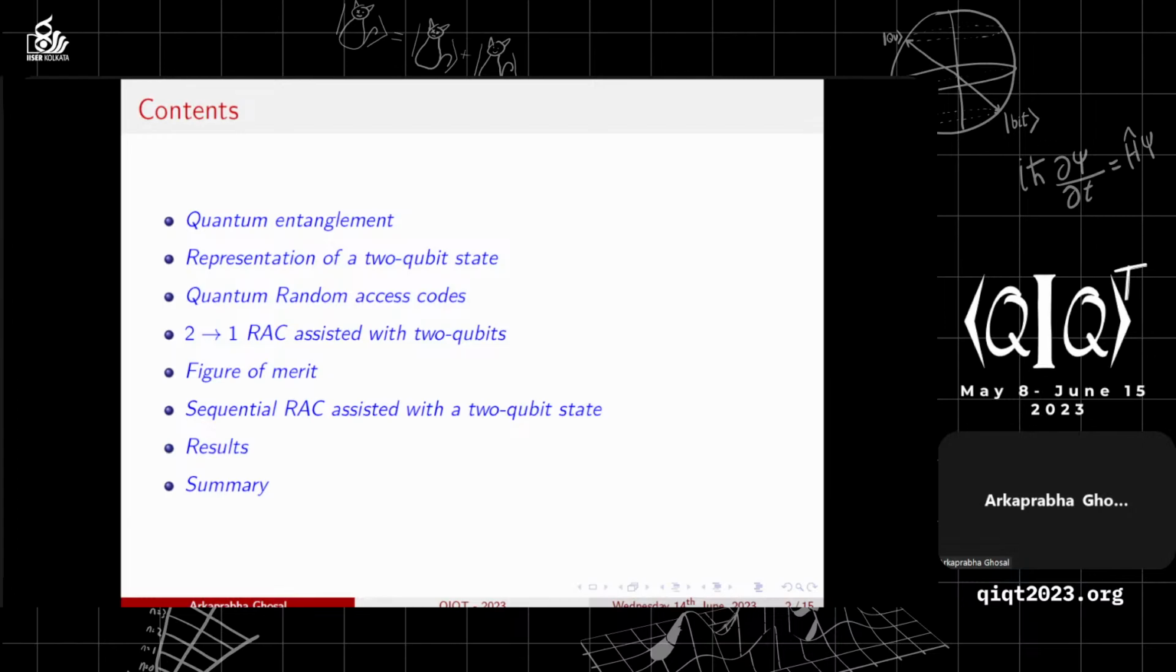Then I will introduce what is 2-to-1 random access codes assisted with two qubits, and how to quantify the quantum advantage in this particular protocol. So there will be a corresponding figure of merit. And then I will discuss whether we can gain some quantum advantage in a sequential random access code. That is important in the aspect of communication complexity problems. And then I will try to explain two of our main results, and then I will briefly introduce the summary.